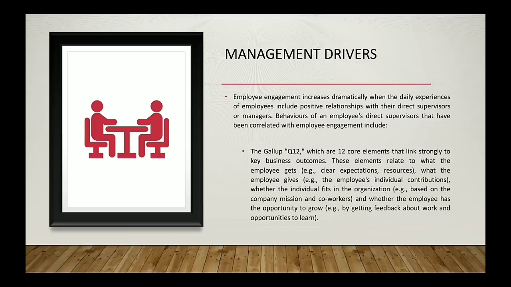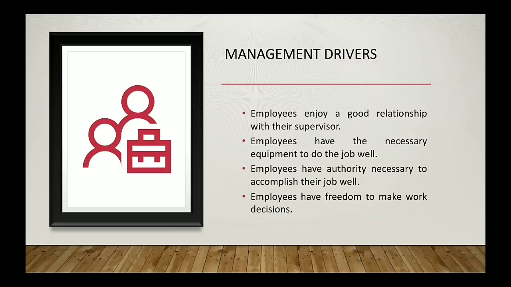The Gallup Q12, or 12 core elements that are strongly linked to key business outcomes, relate to what the employee gets. So they should have clear expectations and resources, what the employee gives, what their individual contribution is, whether the employee fits in the organization, whether the employee has the opportunity to grow, whether they have feedback about work, and opportunities to learn. Those can be considered very important management drivers.